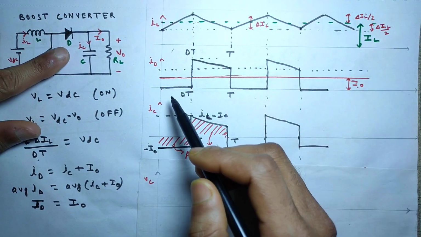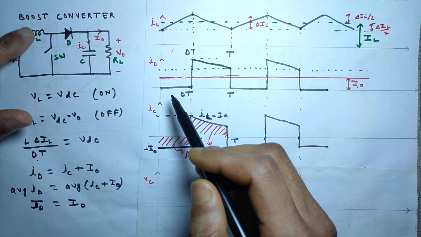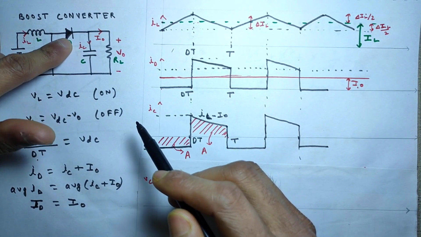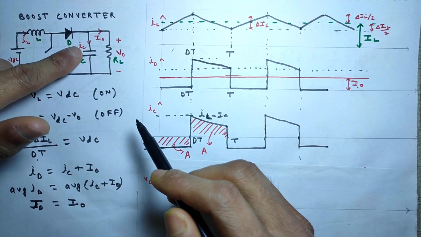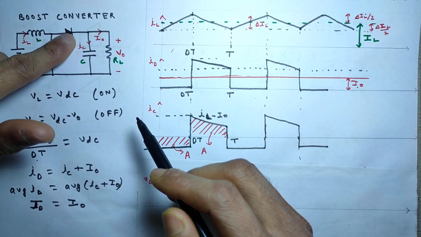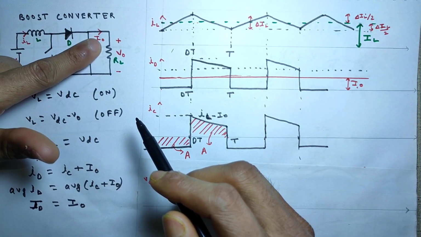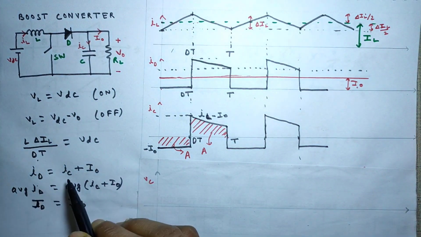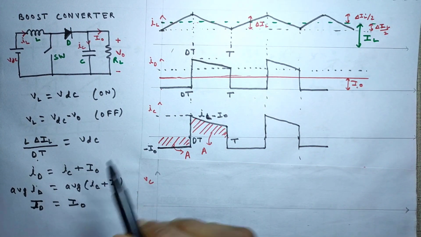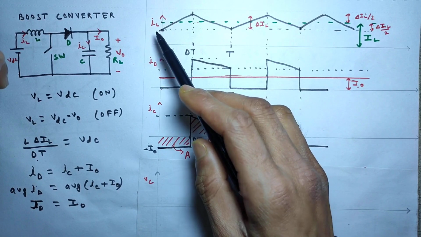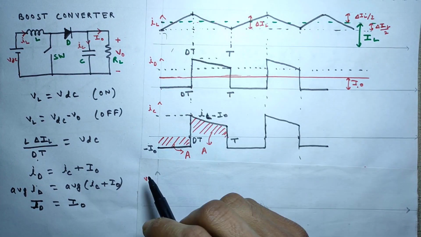When the switch is off, this inductor current will also be our ID. And this diode current ID is splitting into two currents, IC and I naught. So our ID is equal to IC plus I naught.